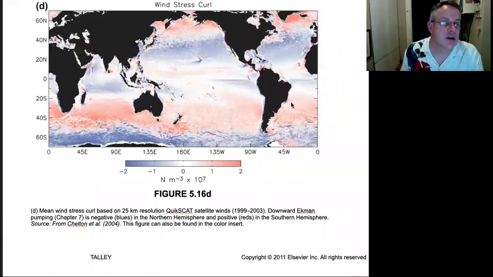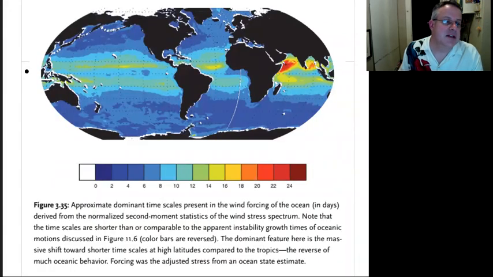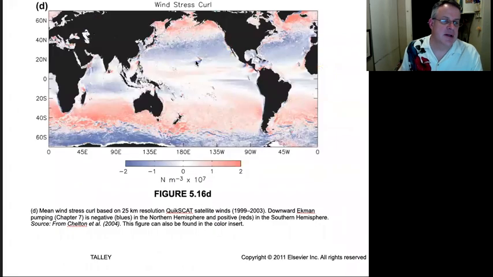The wind stress curl, that is the derivative of the wind stress, is a really important quantity for us. And you can see, unlike the wind stresses, which have these relatively large scale patterns, the wind stress curl has these little rivulets in it, and some of these are actually permanent features. These are swirling patterns of the winds on the surface of the ocean.